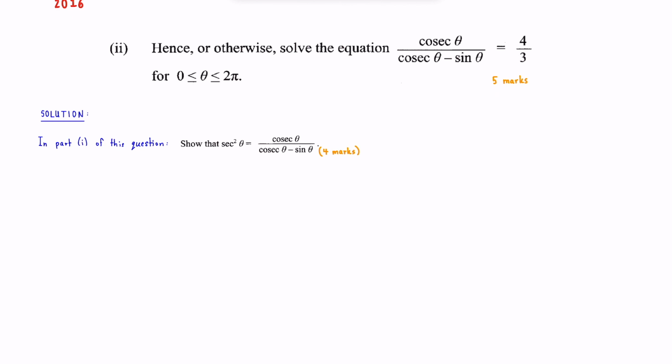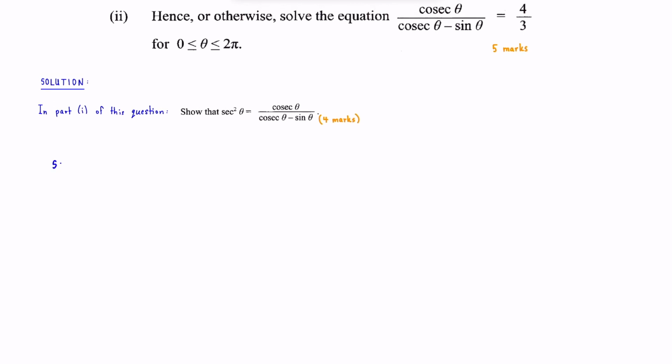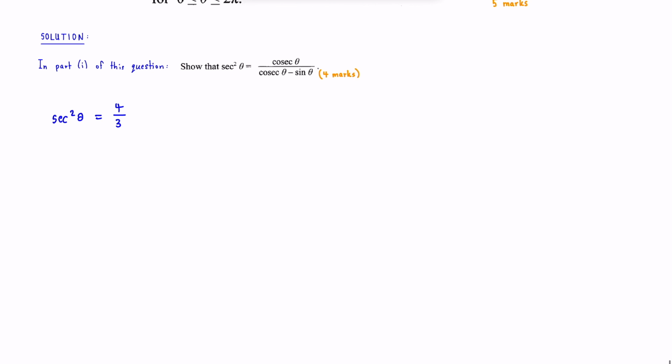That makes our lives much easier because, as you can see here, it's in terms of sine and cosec, which is what we didn't want, but now we get it in terms of sec squared theta, which is just one trig function. We're going to write that sec squared theta is equal to 4/3, and that is from part 1, right? Remember, we proved that identity. Okay, we also can recall that 1/cos theta is equal to sec theta. So we can say that 1/cos squared theta is equal to sec squared theta.